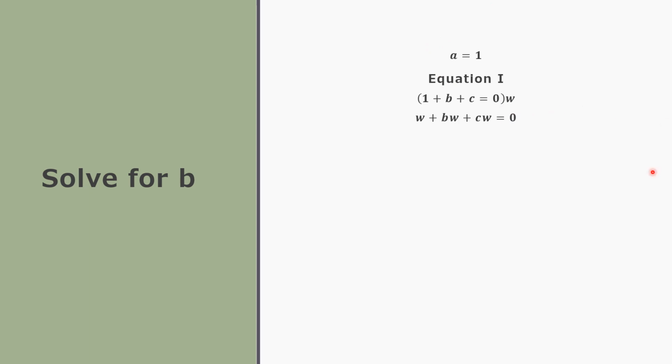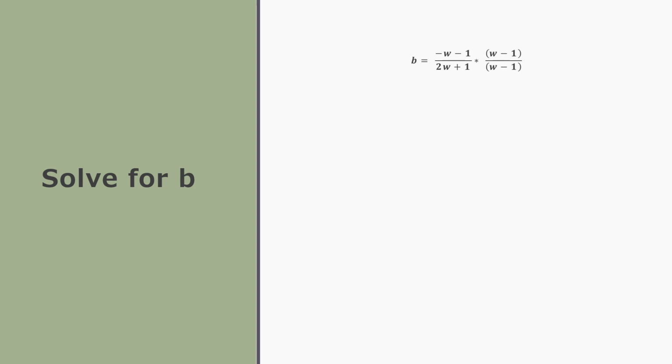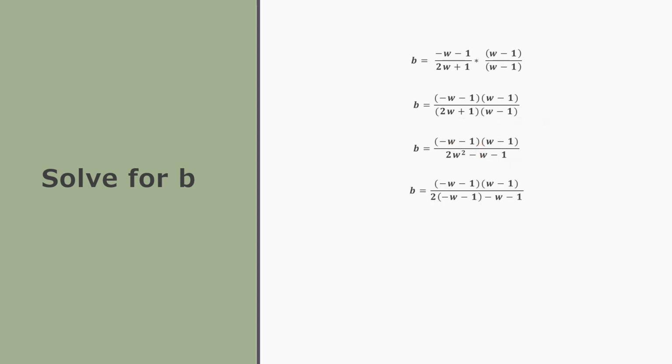Let's just multiply that by w to make our lives easier. And then let's do the same for equation 3. And then let's subtract the two equations and simplify it a little. Now let's solve for b to get this disgusting looking thing right here. Well, let's just simplify that real quick. Multiply it by some fancy looking 1. Do some algebra, foiling, factoring, all that.